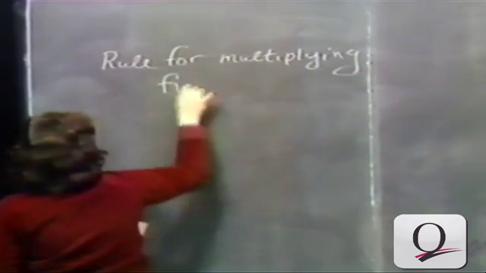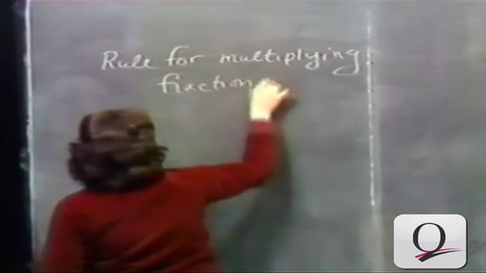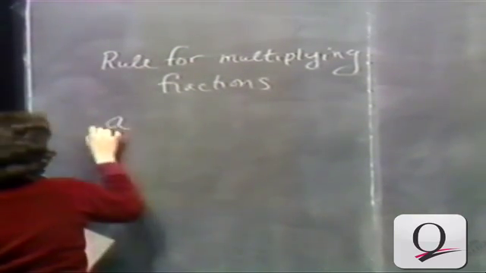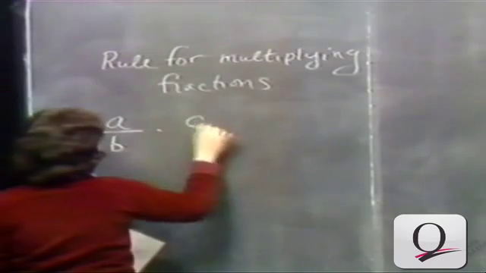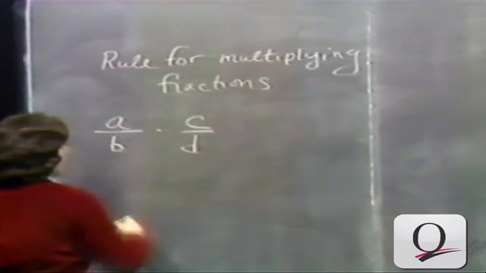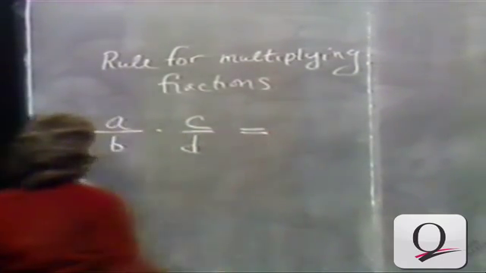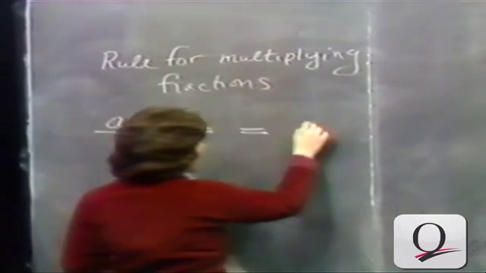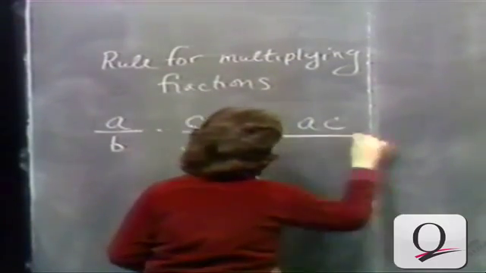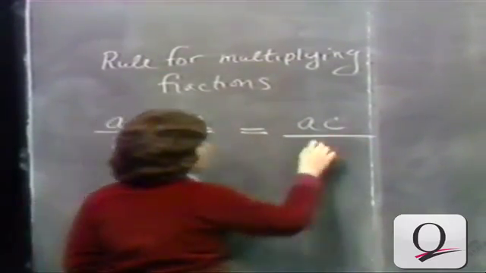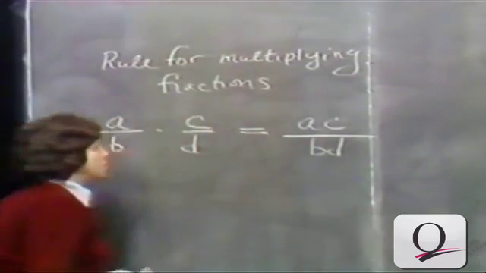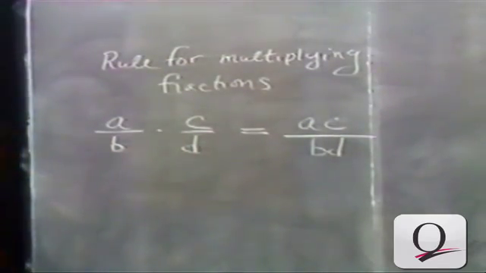Rule for multiplying fractions. If you have A over B times C over D, we're assuming, of course, B and D are not 0. To multiply two fractions, you multiply their tops, you multiply their numerators, and divide by the product of the denominators. So it's AC over BD.